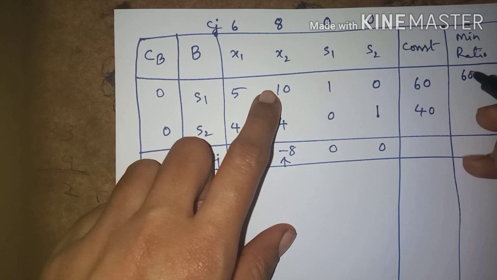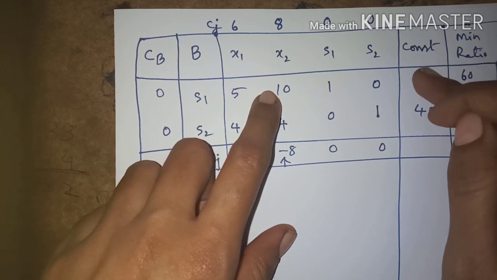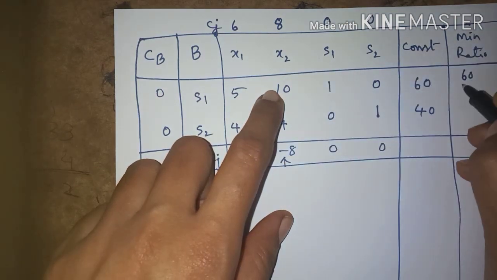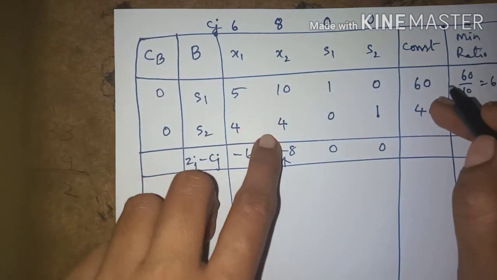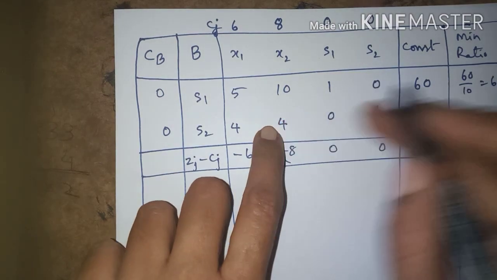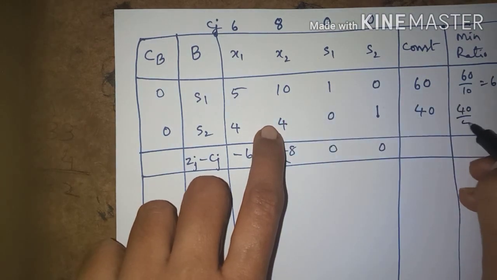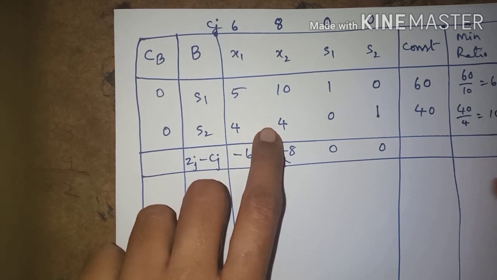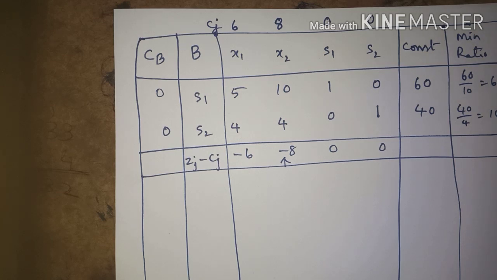The minimum ratio is the constant divided by the chosen column element. 60 by 10 is equal to 6. 40 by 4, where 40 is the constant and 4 is this column element, is equal to 10. Now the most minimum value is to be found out of the minimum ratio values.